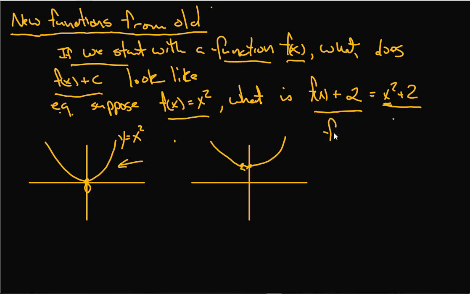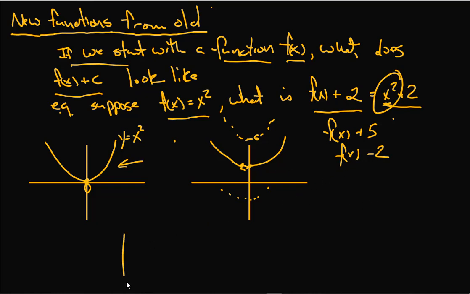And if it hadn't been f of x plus 2, but it had been f of x plus 5, then it would just be shifted up by 5 instead of by 2. So then it would be like this. And if it had been f of x minus 2, then it would have been shifted down by 2, so it would have been here. And this isn't just true for the function x squared, but for any function f: if you add 2 to it, it's going to shift the whole thing up.